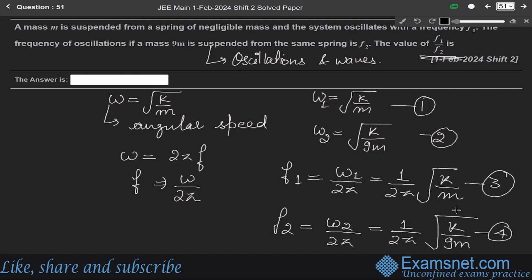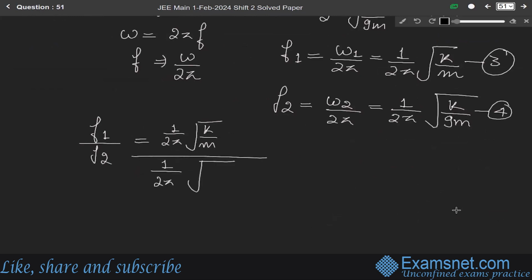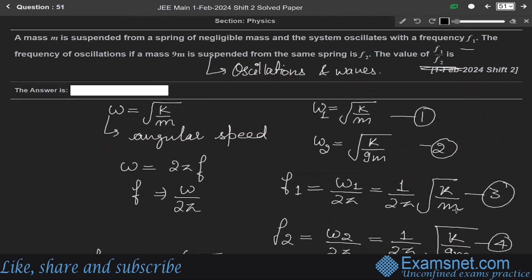We have to find the value of f1 over f2. So f1 divided by f2 will be equal to 1 over 2 pi under root k by m, over 1 over 2 pi under root k over 9m. 1 over 2 pi cancels, under root k cancels, under root m cancels. So we get f1 over f2 is equal to under root 9 over 1. It will be equal to 3 over 1. So the f1 over f2 ratio is equal to 3 by 1. Okay, this is our final answer.